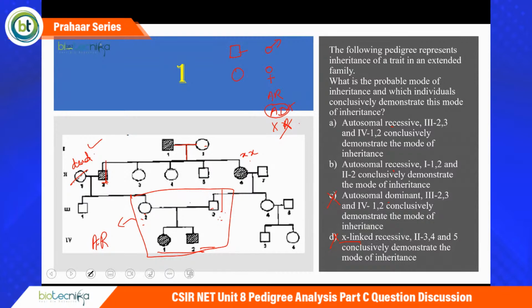Now who is conclusively telling you that it is autosomal recessive? You are getting the idea from 3-2 and 3-3, so third generation 2 and 3, and fourth generation 1 and 2. So the answer will be option A.